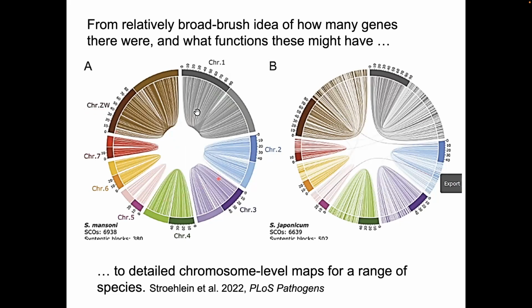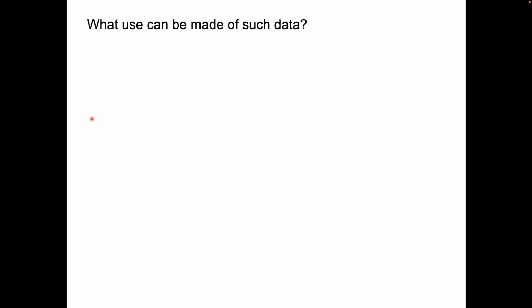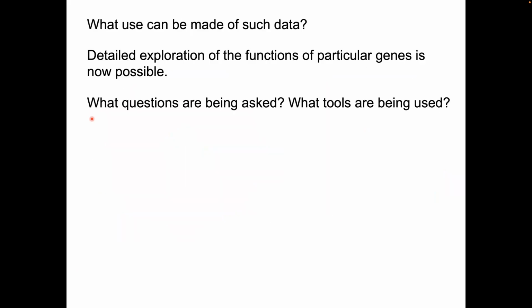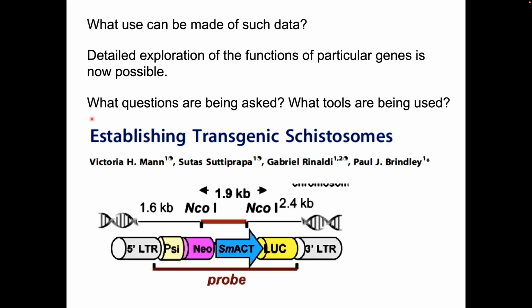So now people have mapped individual genes to the chromosomes. And they're available for a whole range of Schistosoma species now, not just these 2. Well, what can we do with those? And I'm going to go quickly. Well, we can ask all sorts of questions.